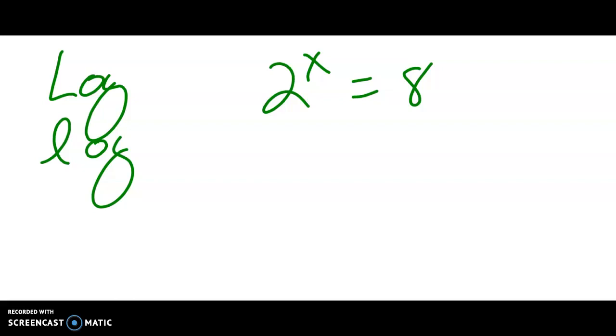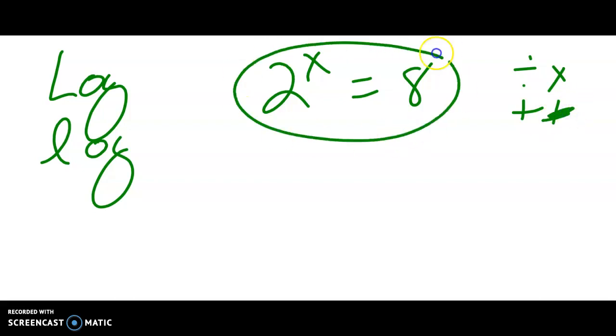Hi guys, a quick video on logs and how they will help us in this unit. It's kind of the opposite of the exponent function, I guess. You know, multiplication goes with division, adding goes with subtracting, and exponents go with log.